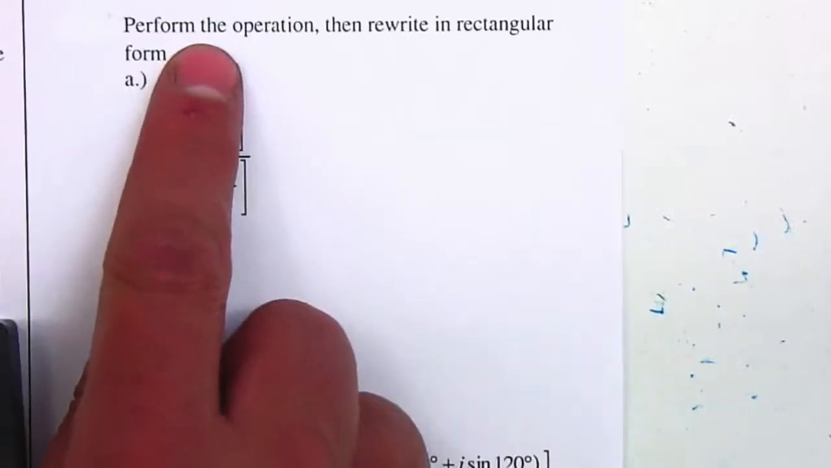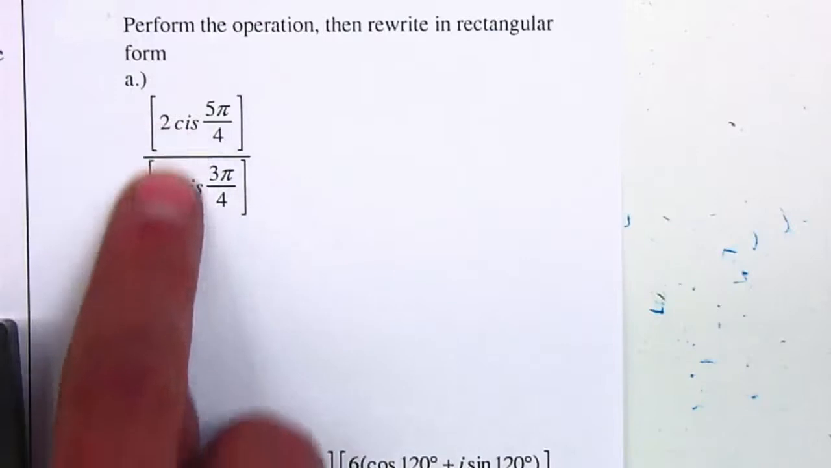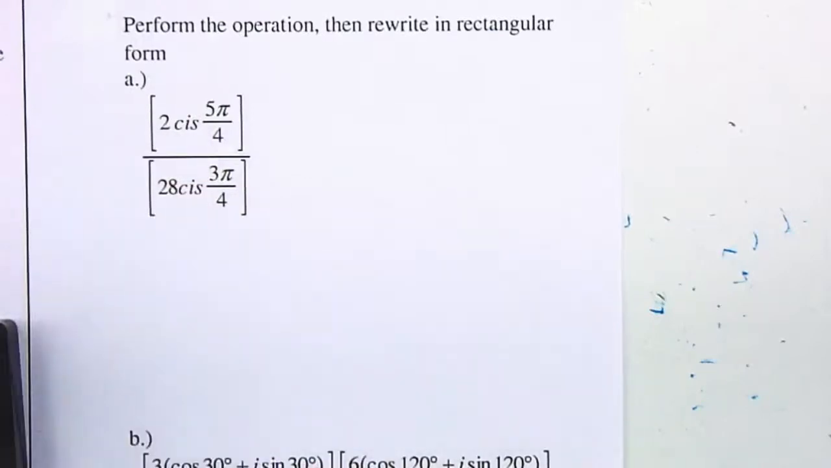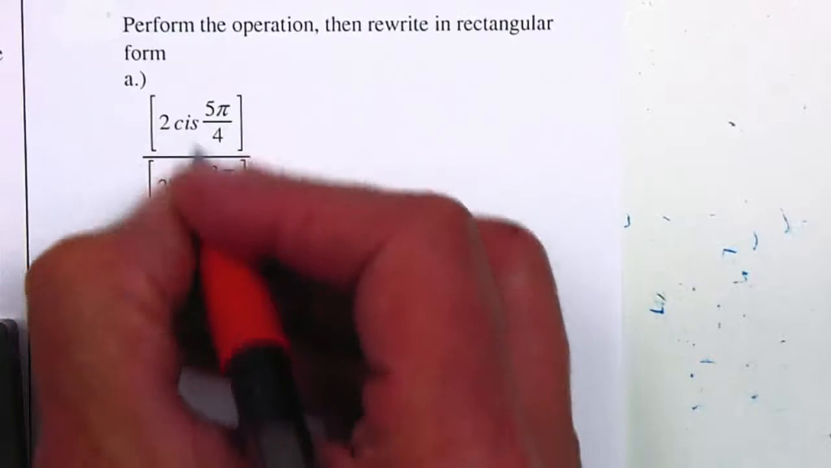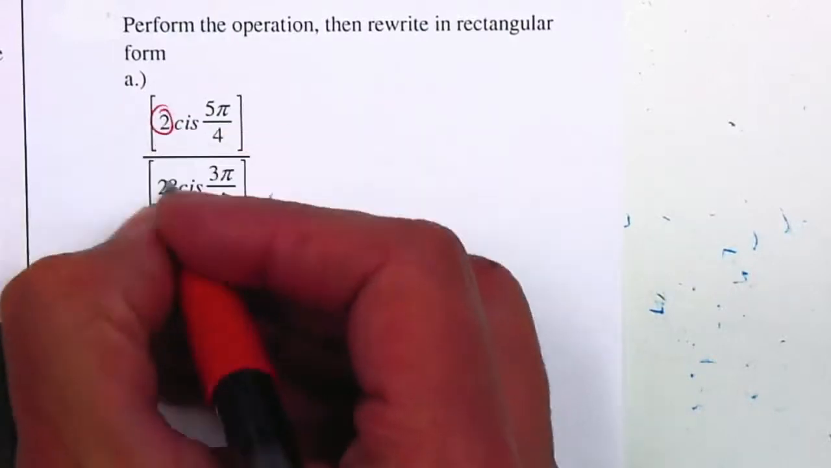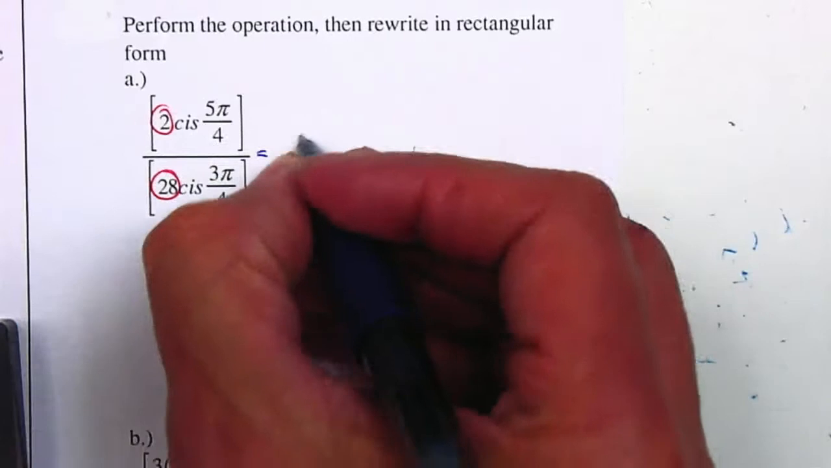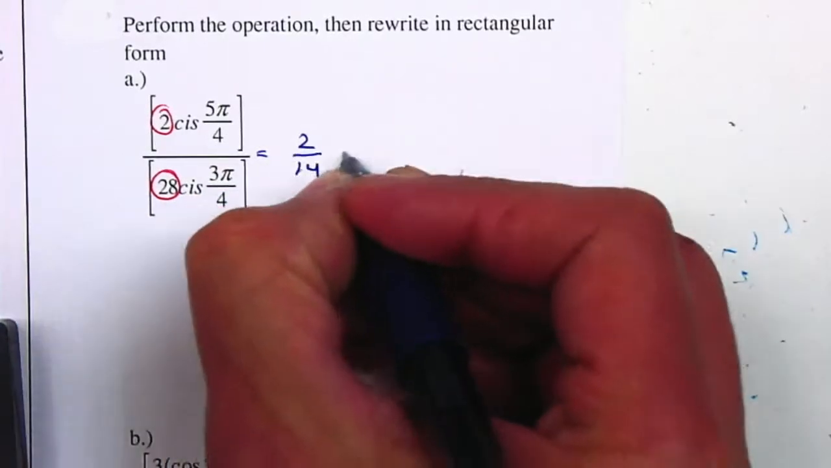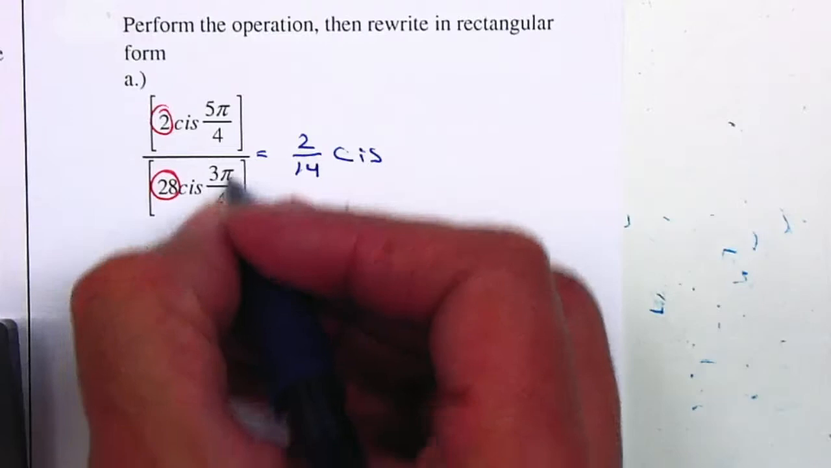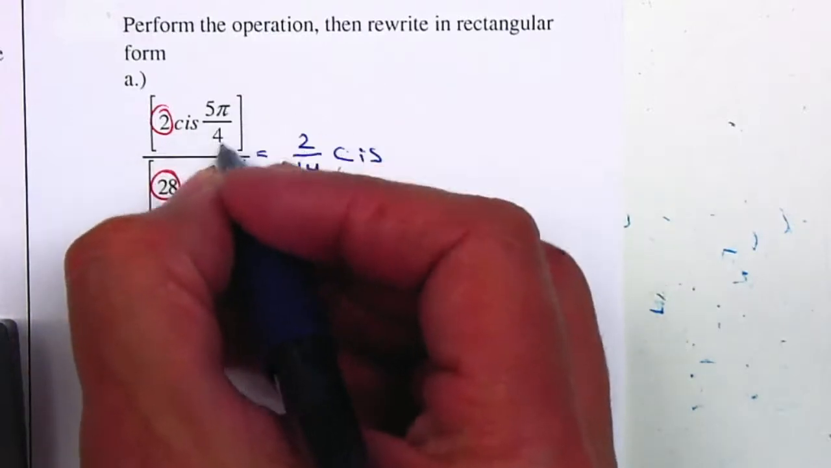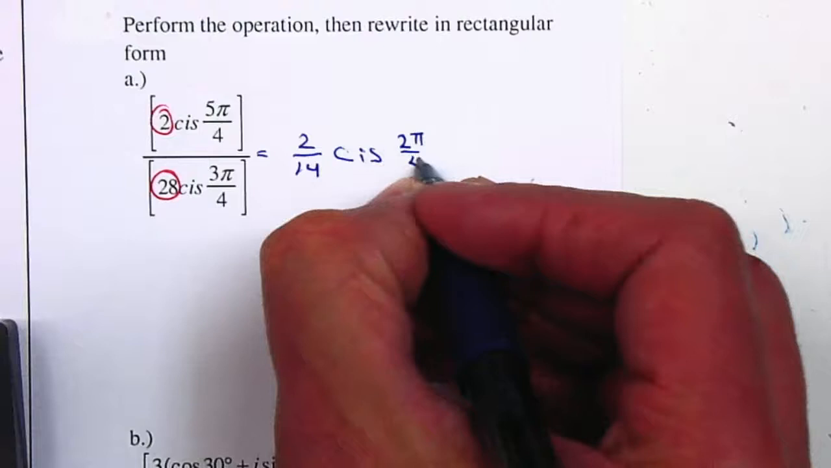Perform the operation, then rewrite in rectangular form. Now, to perform the operation is a very easy process. If it's dividing in trigonometric form, we are going to divide the r, so that gives me 2 over 14 CIS, and we're going to subtract the angles. So 5 pi over 4 minus 3 pi over 4 gives me 2 pi over 4.